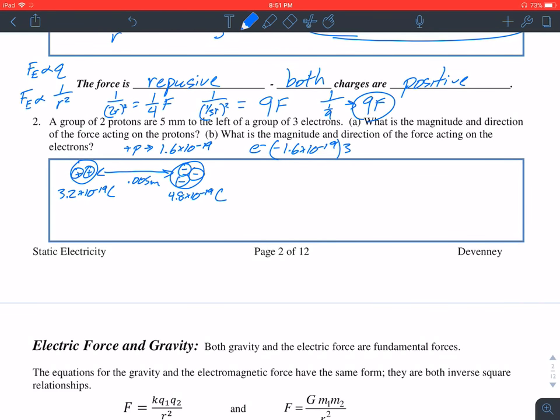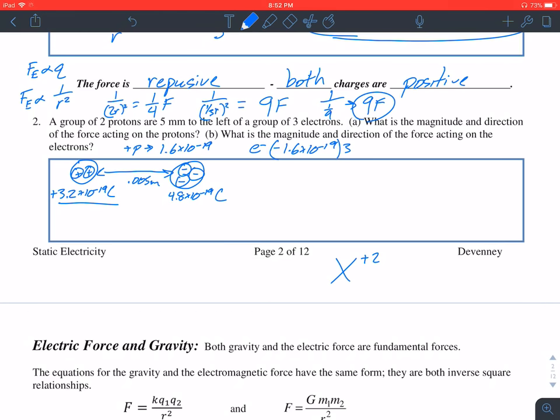Because 1.6 times 10 to the negative 19th times 3, because there are 3 electrons, is 4.8 times 10 to the negative 19th. Now, they might also say something like, you have an atom that has lost 2 electrons. So let's say we have atom X, and it lost 2 electrons. That means it has a +2 charge, or it has 2 more protons than it has electrons, which means it has a charge of positive 3.2 times 10 to the negative 19th, right?